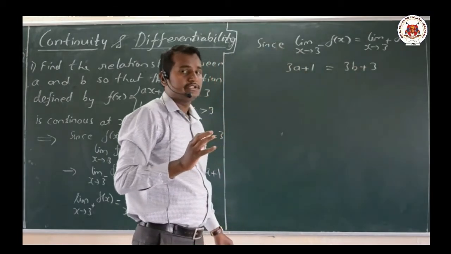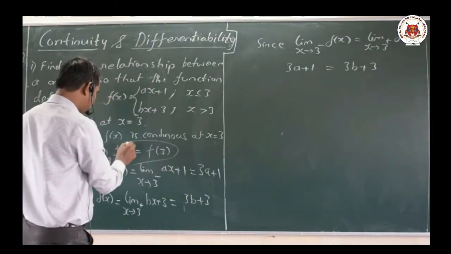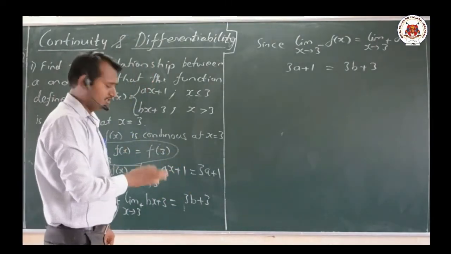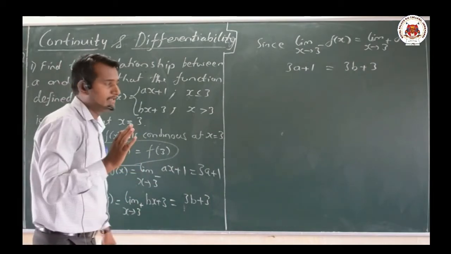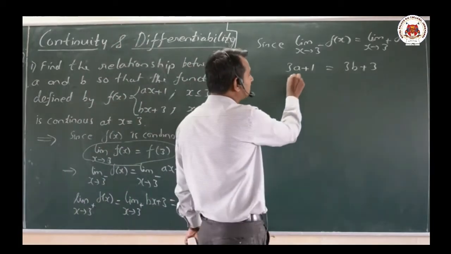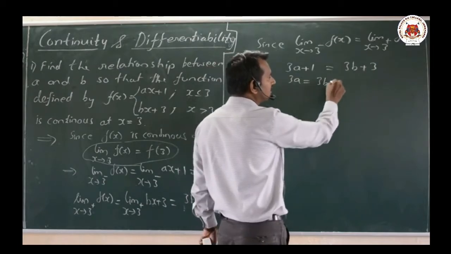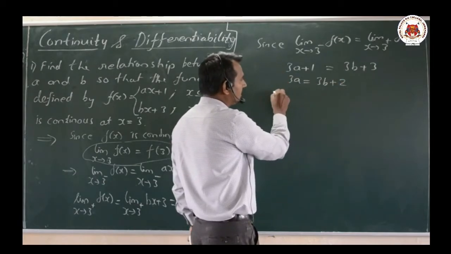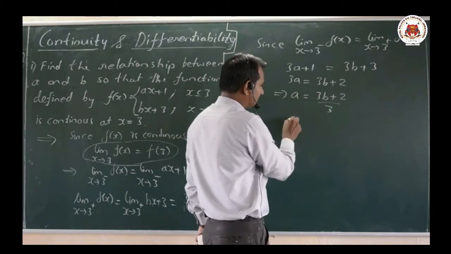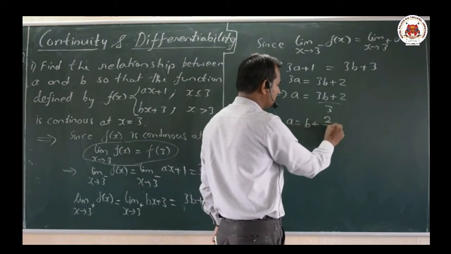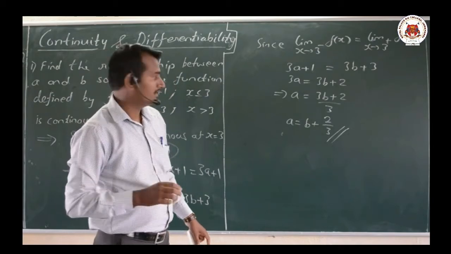One thing you have to pay attention to is that it is already continuous. Continuous means it has already been defined here. Just by making use of limits, you have to make use of the left hand limit and right hand limit values. Now what we have here is 3a equal to 3b, with a shifted over, 3 minus 1, that becomes 3b plus 2. That implies a is 3b plus 2 divided by 3, so a equals b plus 2 by 3. That is the required relationship between a and b.